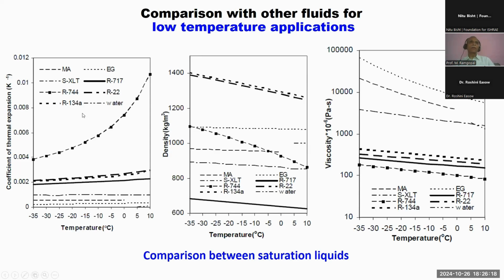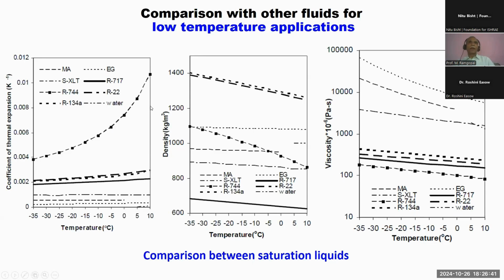So here you can see that carbon dioxide has the highest coefficient of thermal expansion. That means for a small temperature difference, it can generate a large buoyancy force if I'm using carbon dioxide. So there will be excellent circulation. Or in other words, for the same flow rate, the required elevation can be reduced if I'm using carbon dioxide. So this is an advantage in comparison to all other fluids.